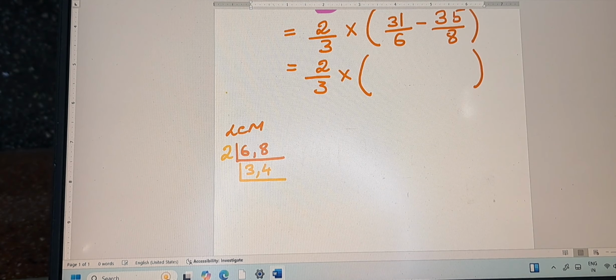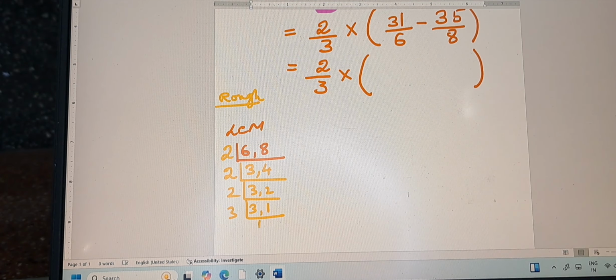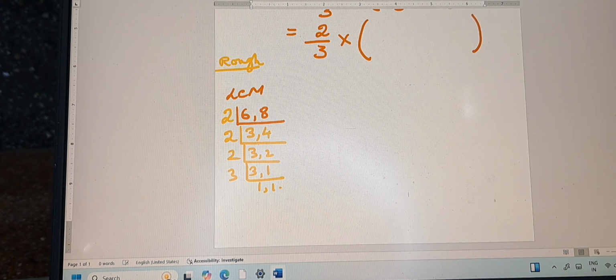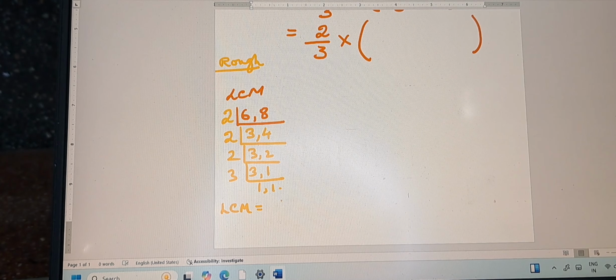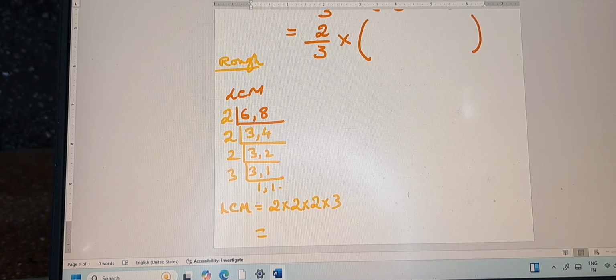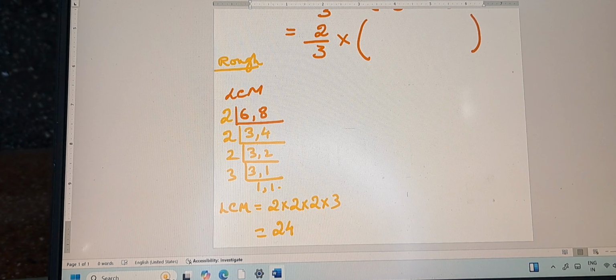Let us find out. We'll go with 2 3s are 6, 2 4s are 8. Each and every working, this is the rough column. So we need to show the rough work. Again 2 times, and followed by 3. So what is the LCM we are getting over here? LCM is 2 into 2 into 2 into 3. So 2 2s are 4, 4 2s are 8, 8 3s are 24. So 24 is my LCM.